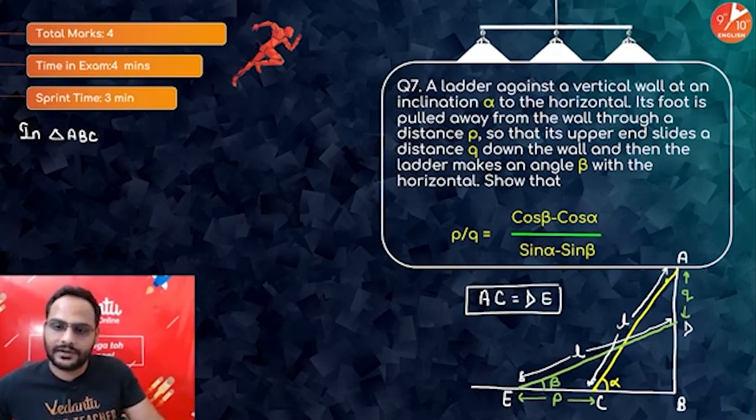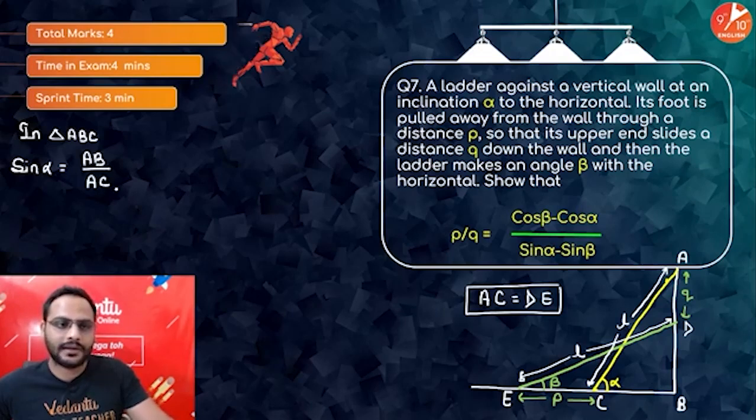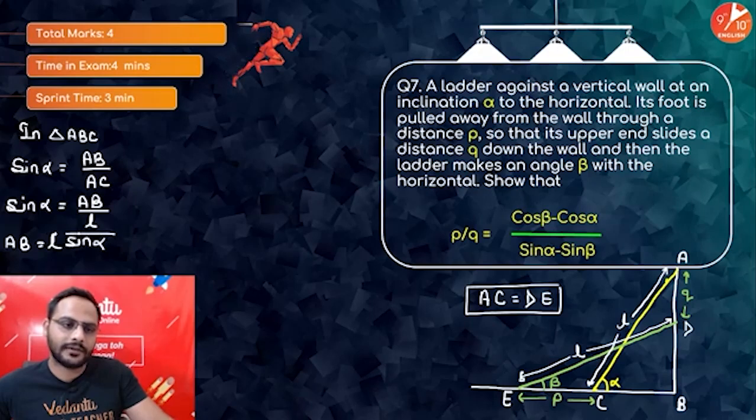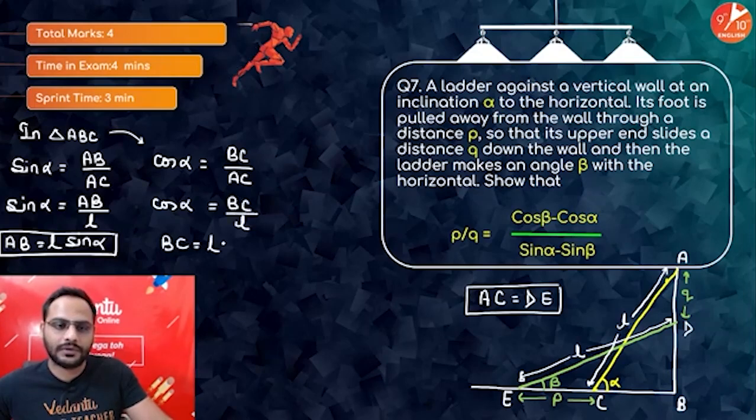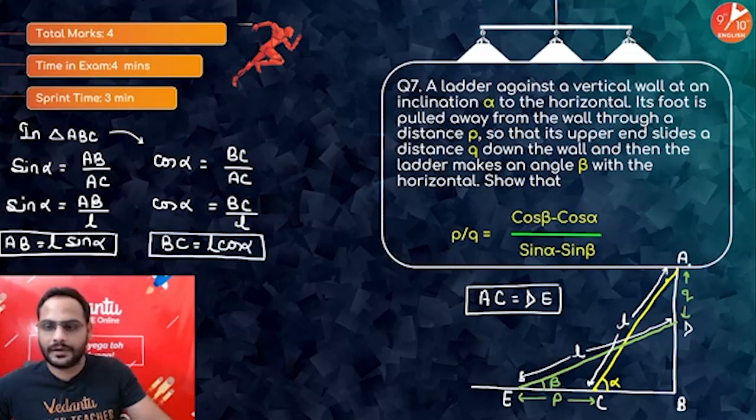So first thing, in triangle ABC, I need to find AB. Hypotenuse AC is L. AB is the perpendicular, sin alpha. So sin alpha will be equal to AB upon AC, and AC is L, so sin alpha is equal to AB upon L. You got AB is equal to L sin alpha. Similarly, cos alpha in the same triangle will be equal to BC upon AC, so cos alpha is BC upon L. You get BC is equal to L cos alpha. No big deal. AB is L sin alpha, BC is L cos alpha.